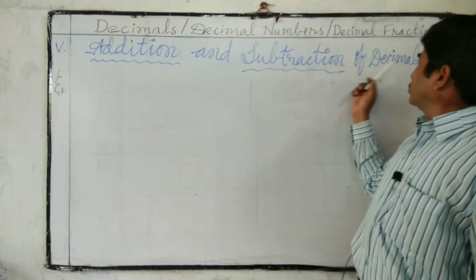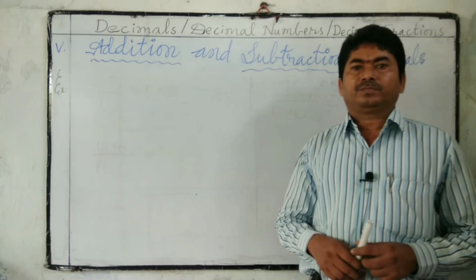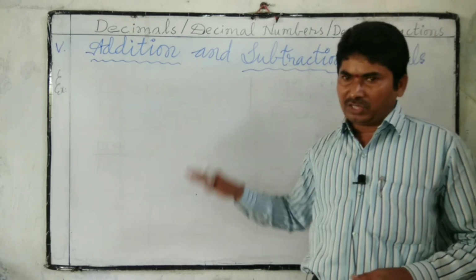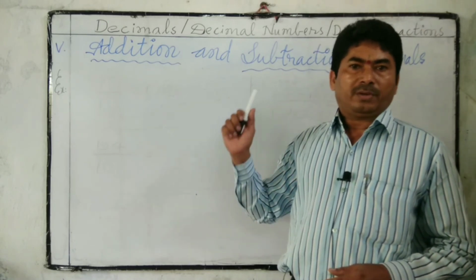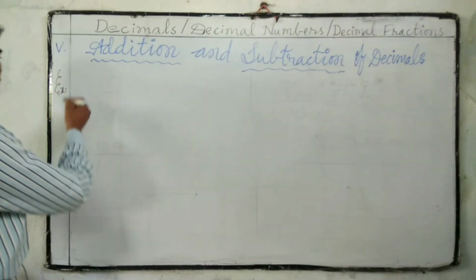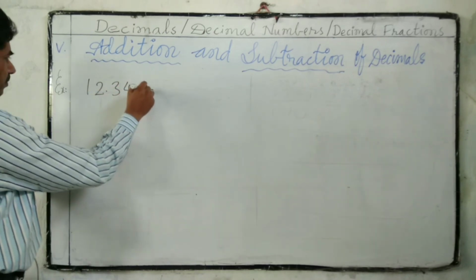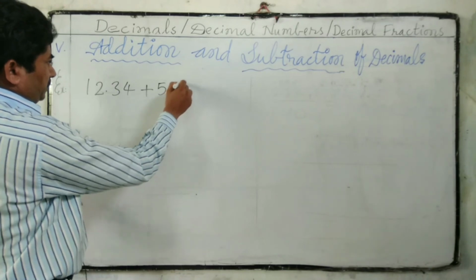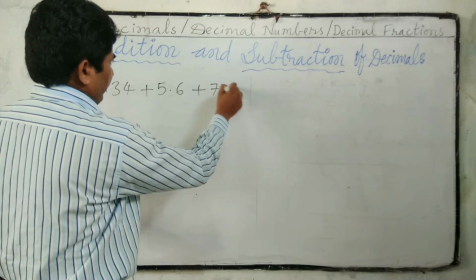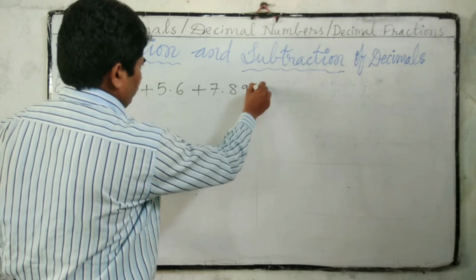Addition and subtraction of decimals. While adding or subtracting decimals, we have to write decimal numbers one below the other according to its place values. Let us see few examples. 12.34, 5.6, 7.89.